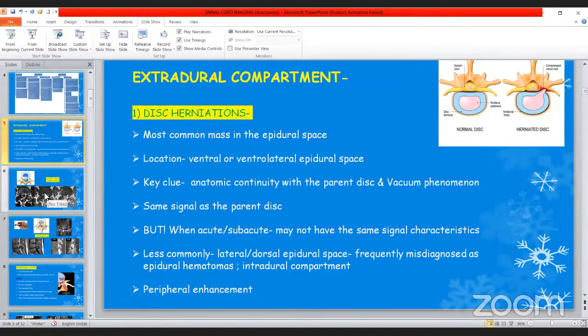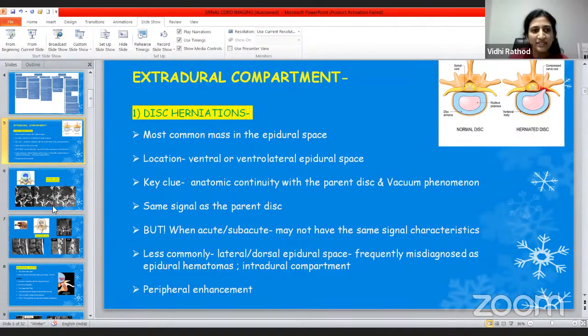So the first compartment is the extradural compartment. The most common entity is disc herniation. It is the most common mass in the epidural space. Location is the ventral or ventrolateral epidural space. The key to know whether it is actually a disc or some other mass is anatomic continuity with the parent disc and presence of vacuum phenomenon. Vacuum phenomenon is classical of degenerative disc disease, wherein presence of air locules, which is classically nitrogen, indicates that it is a degenerative disc, not some other mass.